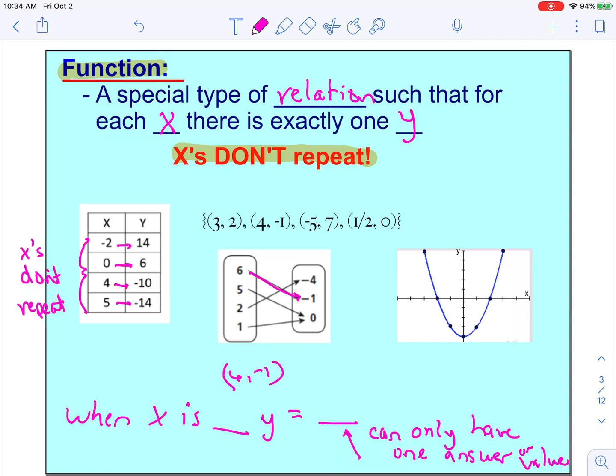Okay? So another way we can look at that is on a graph. When X is -2, Y is 0. When X is 0, Y is -4. So that's what I'm talking about. When X is blank, Y equals blank, there can only be one answer that you say for Y. And one thing we look at with a graph is something called the vertical line test. Okay, if you're looking at a graph, if your X has only one Y value associated with it, it will pass the vertical line test. But if you ended up having 2 points on a vertical line, it would not be a function.